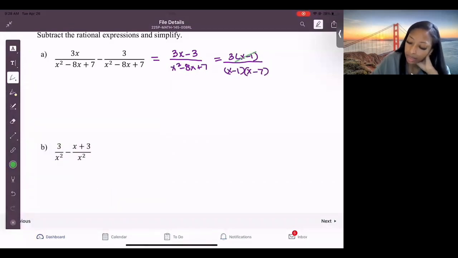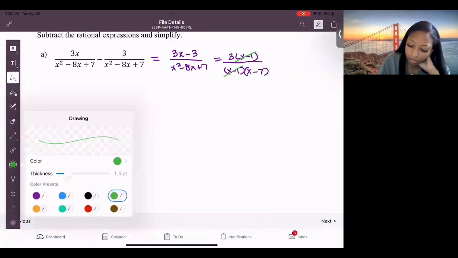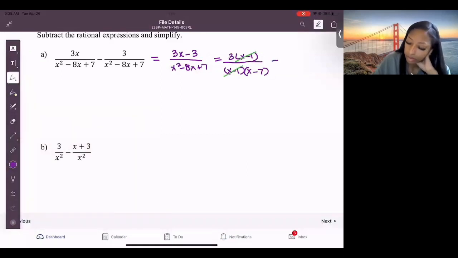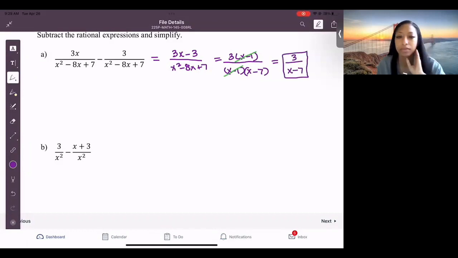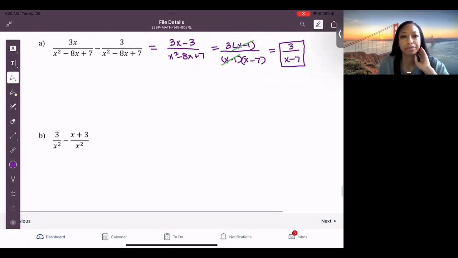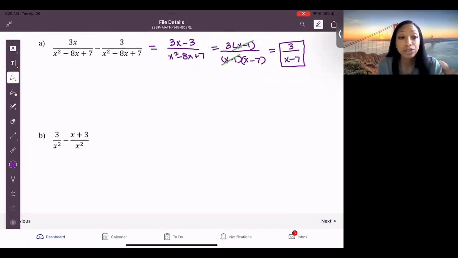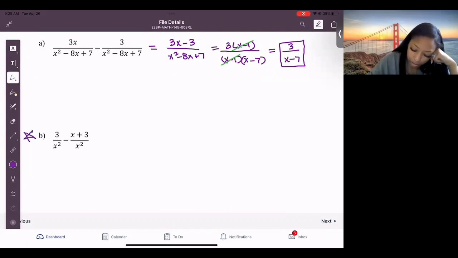And then the x minus 1's cancel. So our final answer here would be 3 over x minus 7. All right. Not too bad for the first one. Part B, though, I want you to pay close attention to.